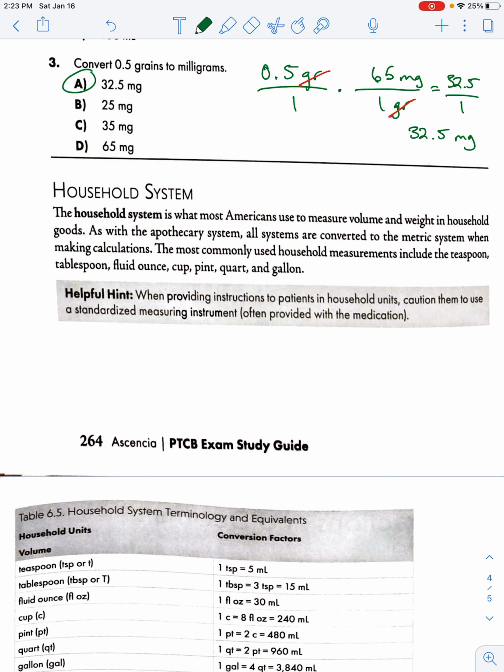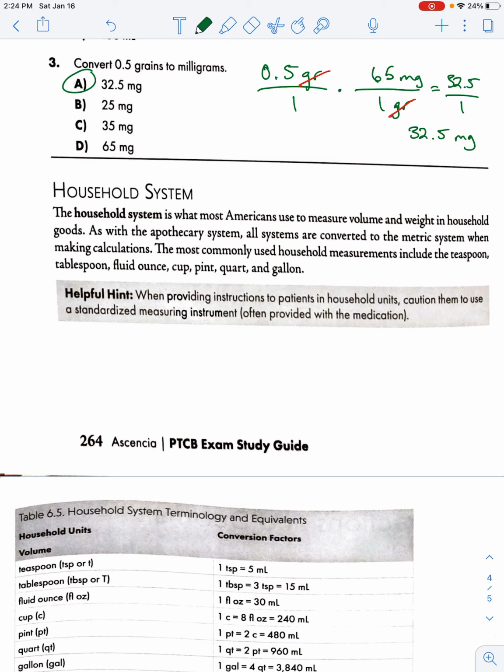Household system. More conversion factors. The household system is what most Americans use to measure volume and weight in household goods. As with the apothecary system, all systems are converted to the metric system when making calculations. The most commonly used household measurements include the teaspoon, tablespoon, fluid ounce, cup, pint, quart, and gallon. So when you're thinking about the household system, think about what you would see in a recipe book. What measurements of weight and volume would you see in a recipe book? You would see tablespoon. You would see cup or teaspoon.